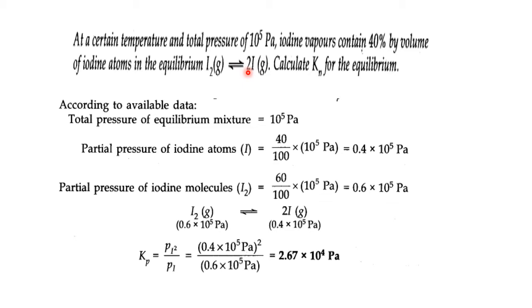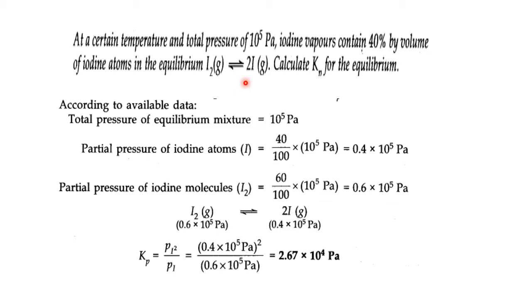What is the total pressure when the reaction is in equilibrium? That time it is 10 to the power 5 pascals, because vapors of both are there. Vapors of iodine molecule and vapors of iodine atoms both are there in the closed container. That time the total pressure equals 10 to the power 5 pascals. So now, using Dalton's law of partial pressure and the mole fraction concept, because here number of moles are there, what will we do?